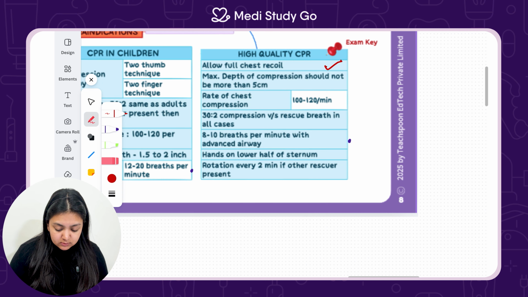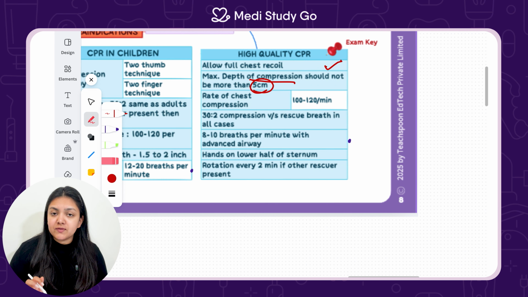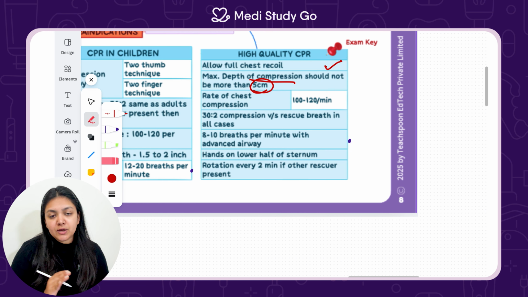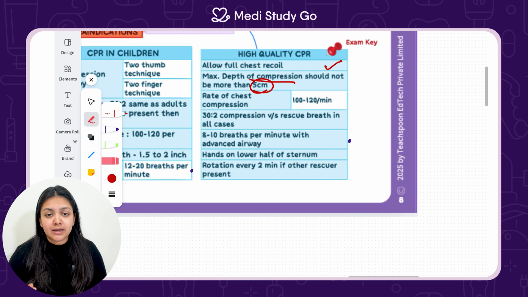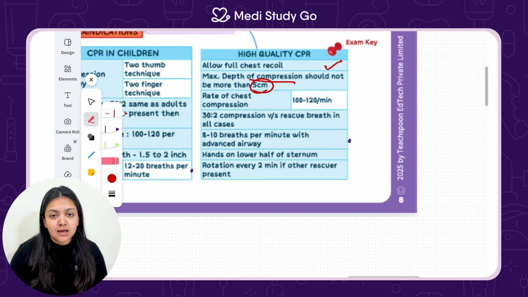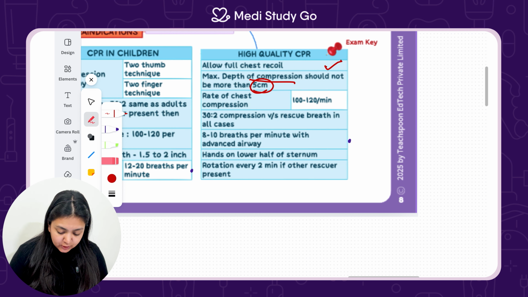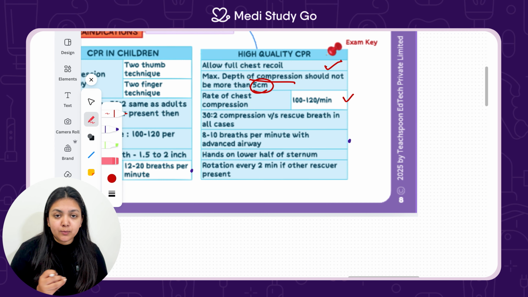There has to be a maximum depth of compression of up to 5 cm. Going less will be a shallower compression and going more can hurt the organs inside the body and cause other damage which we do not want. Next, the rate of chest compression should be 100 to 120 per minute. So this is the compression rate, not the breathing one.